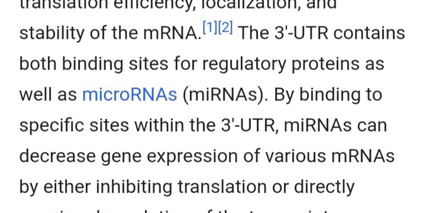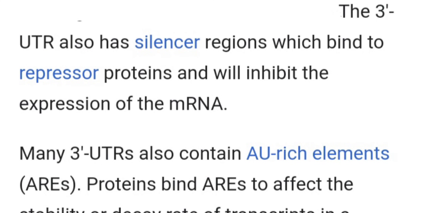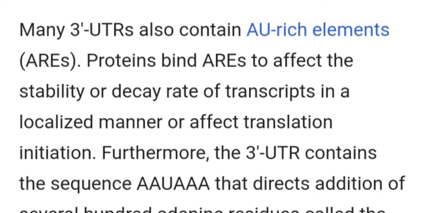Coming to the next image, this 3' UTR also has a silencer region where a repressor can bind and inhibit the expression of mRNA. Within the silencer region, the repressor protein will interact and will inhibit the expression of that mRNA. Many 3' untranslated regions also contain AU-rich elements. In short, it is called ARE.